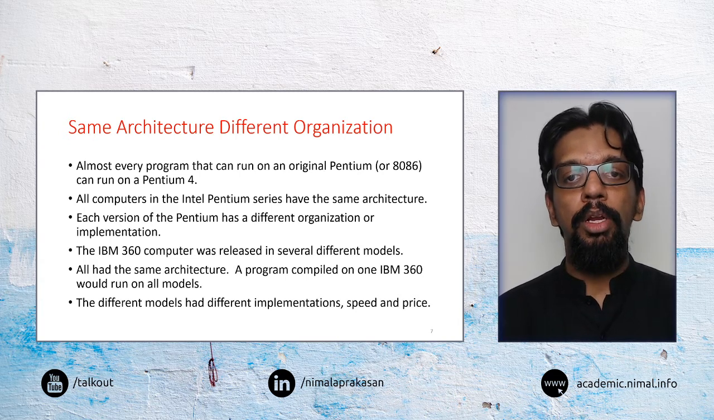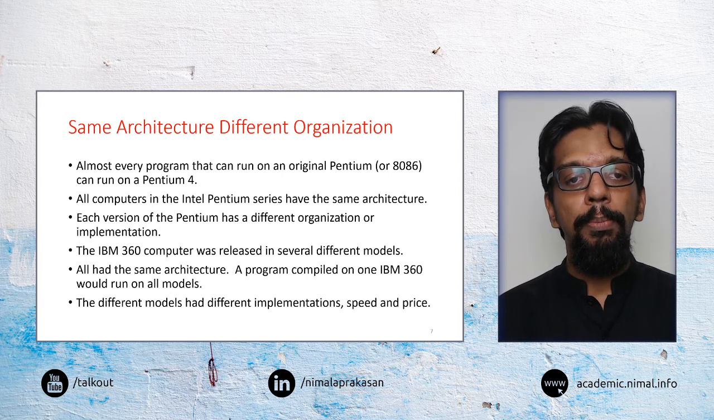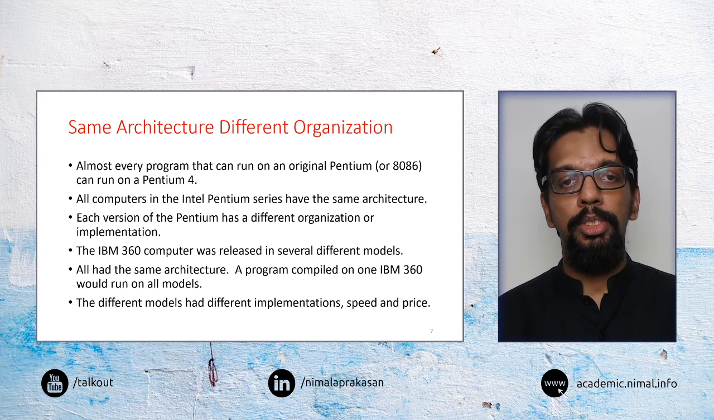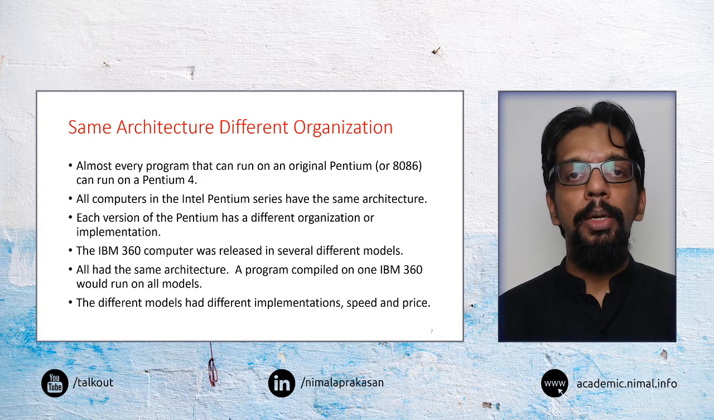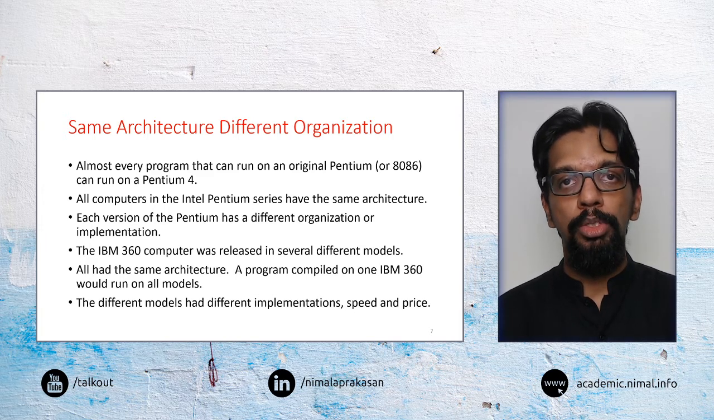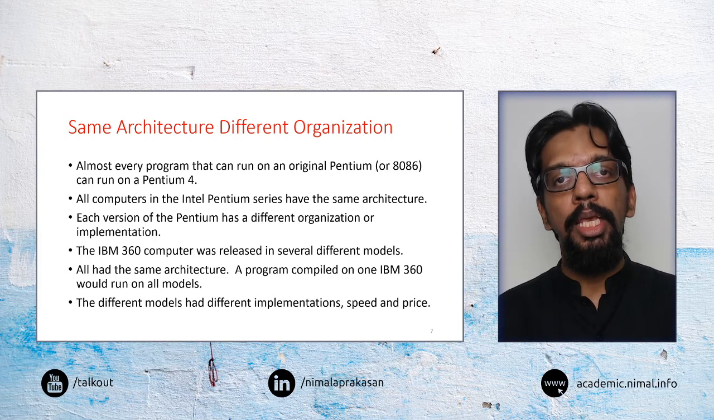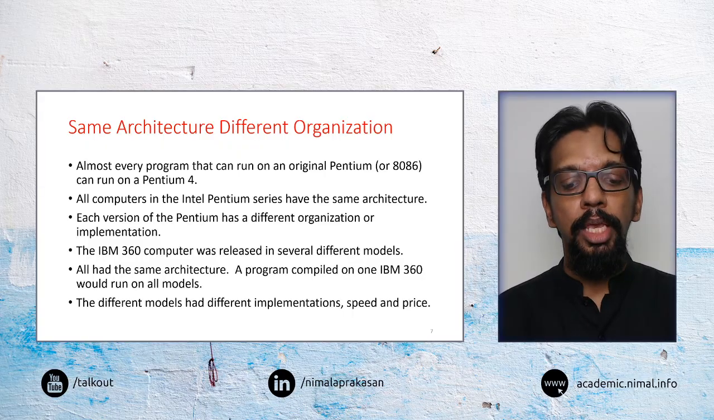A more recent example, again from Intel, could be the Core i processors, so Core i3, i5, i7 processors. These processors all follow the same architecture. So if we write a program to run on one of those computers, it will run on all the computers that use processors that follow the same architecture.